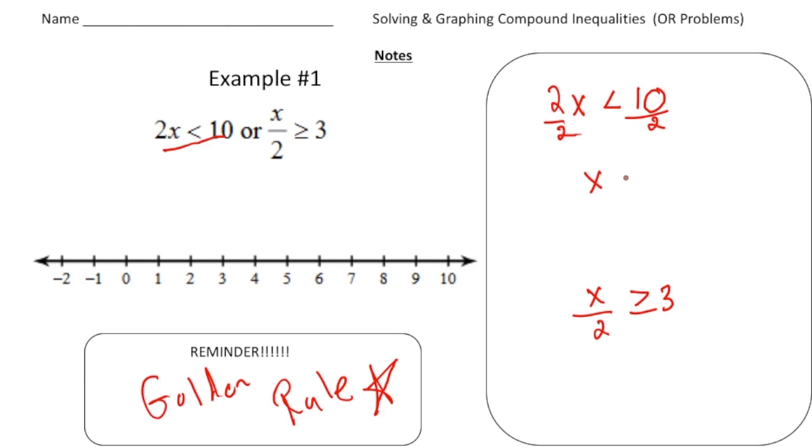So this one, x is less than 5. And this one I'm going to multiply by 2, and because it's a positive, I'm not going to flip the sign, so x is greater than or equal to 6.